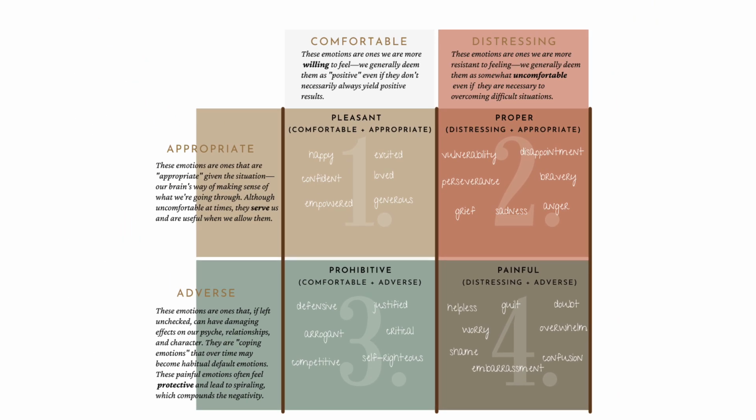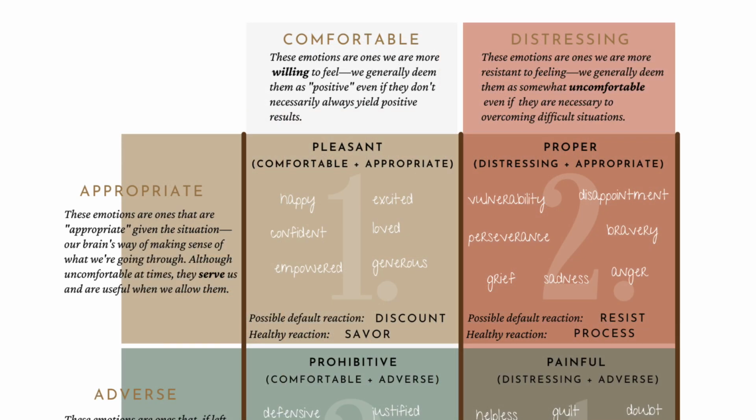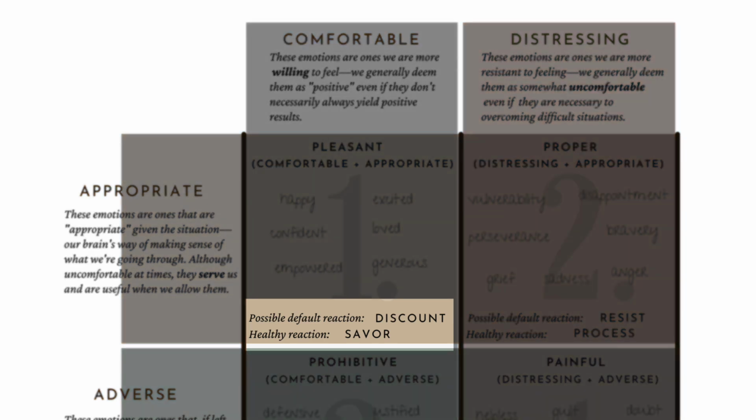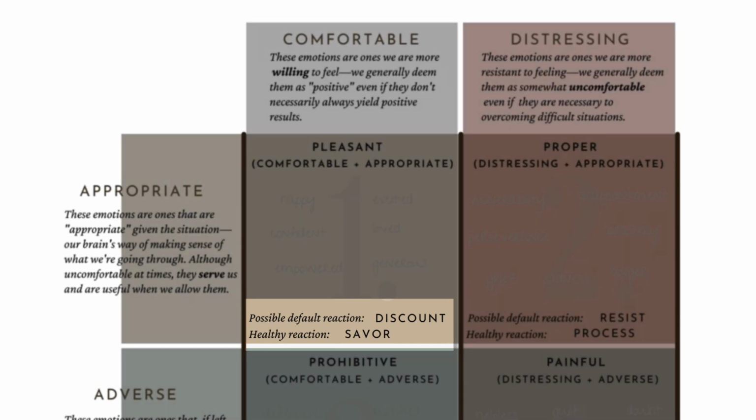If we go a little deeper into each quadrant, we can learn some of the possible default versus healthy reactions many people have to these emotions. For instance, in the pleasant quadrant, a possible default reaction to one of these emotions might be to discount what you're feeling. But a healthy reaction is to savor the moment and let yourself feel it.